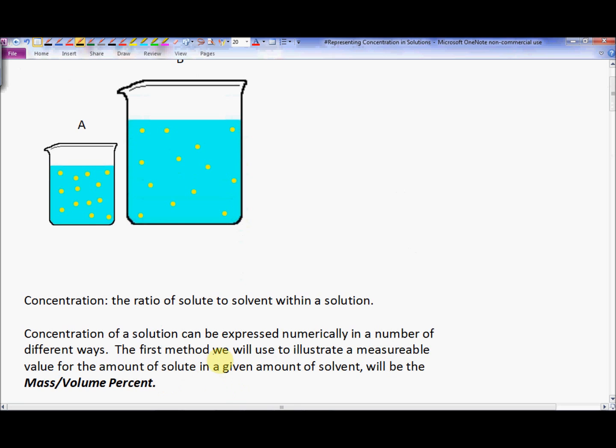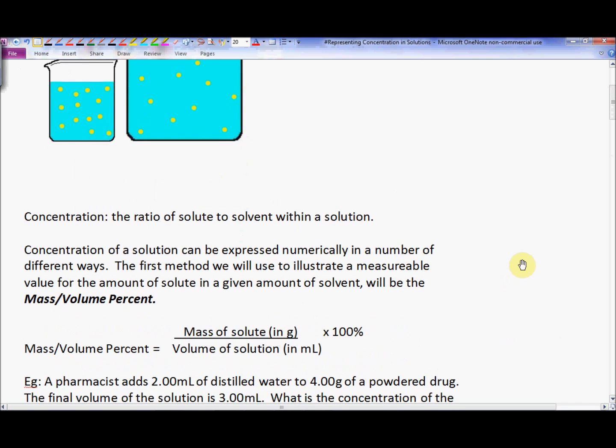First method we're going to look at is a measurable value. So it is called the mass to volume percent method. Okay, and so in order to calculate the concentration, what you're just going to do is you're going to take the mass of a given solute, which will be in grams, and we're going to divide that by the volume of the solution that solute is dissolved in. Okay, and then multiply by 100%, and that gives us mass to volume percent of a solution.